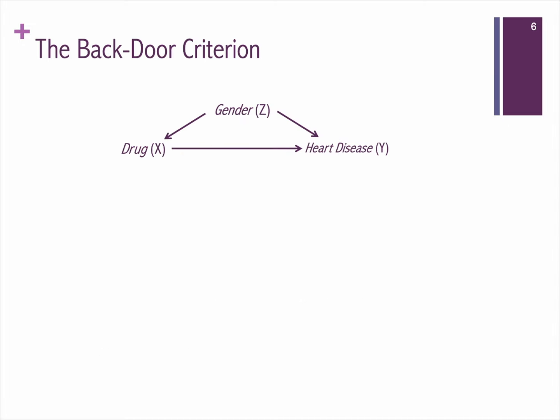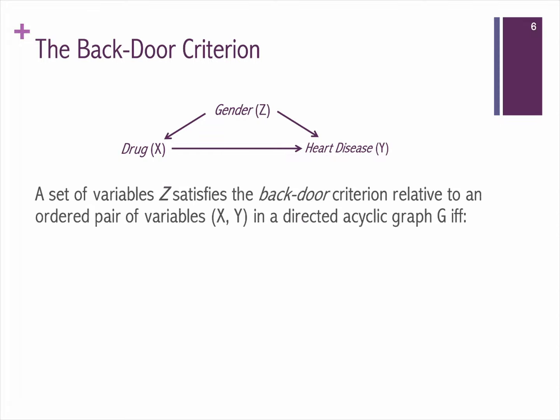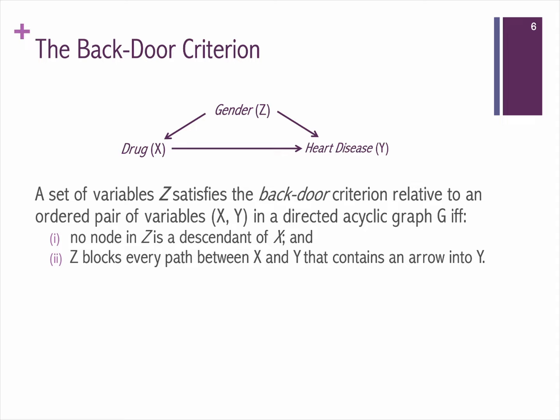We can make this all more precise using the backdoor criterion, which will apply to the simple example we started with. A set of variables z satisfies the backdoor criterion relative to x and y if and only if 1. No node in z is a descendant of x, so this means that z is not an effect of x along a causal path, and 2. Z blocks every path between x and y that contains an arrow into y, where blocking just means d-separating along a path. Here we can easily see that there is only one such path, and it is blocked by z, so z satisfies the backdoor criterion.